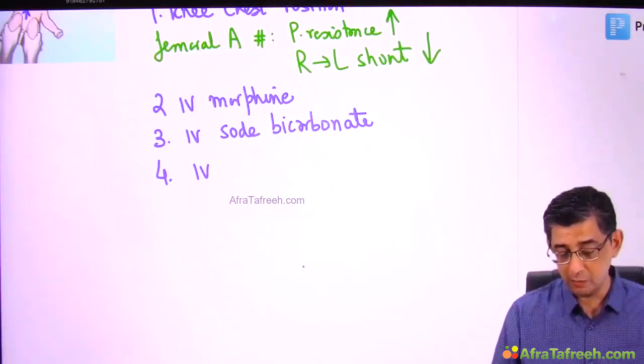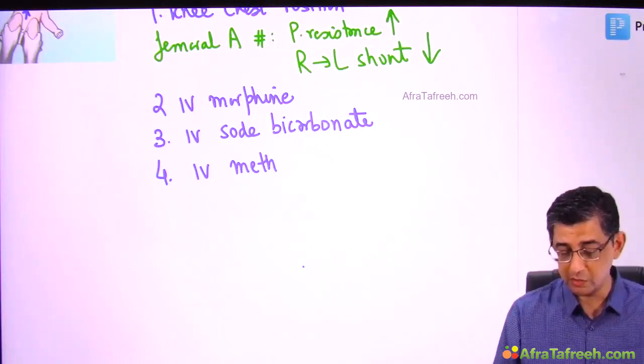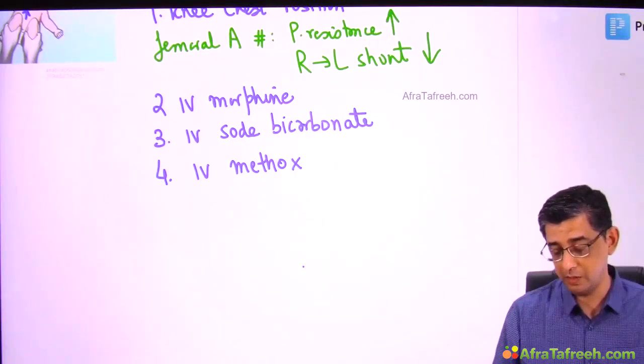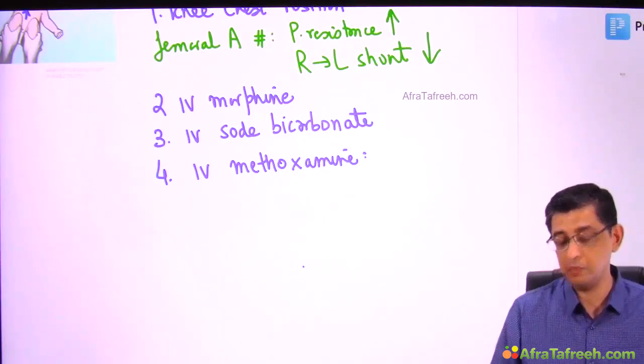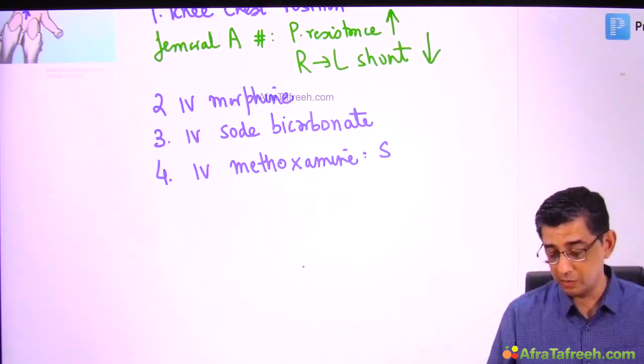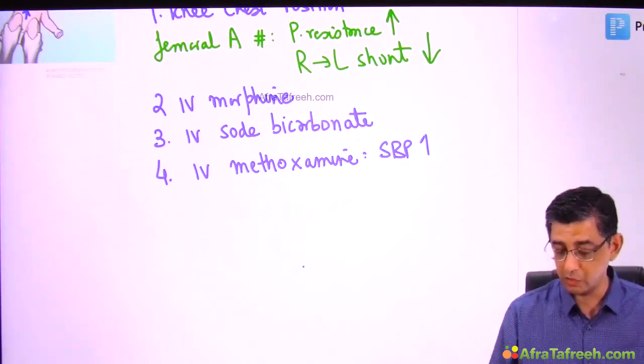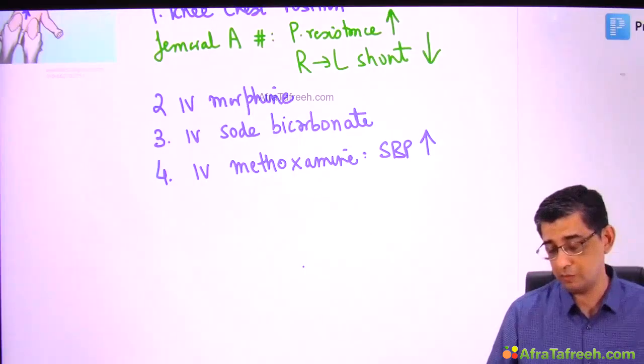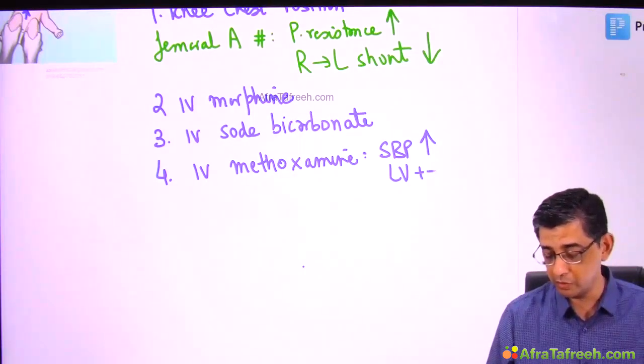The next drug that I'm using in this case is to increase the systolic blood pressure, that is methoxamine. Now listen to why I am giving methoxamine. If I give methoxamine to this patient, it will increase the systolic blood pressure. If you increase the systolic blood pressure, then the left ventricle pressure will also rise.